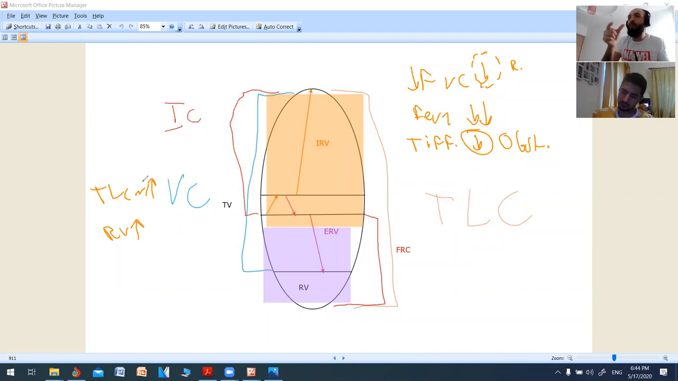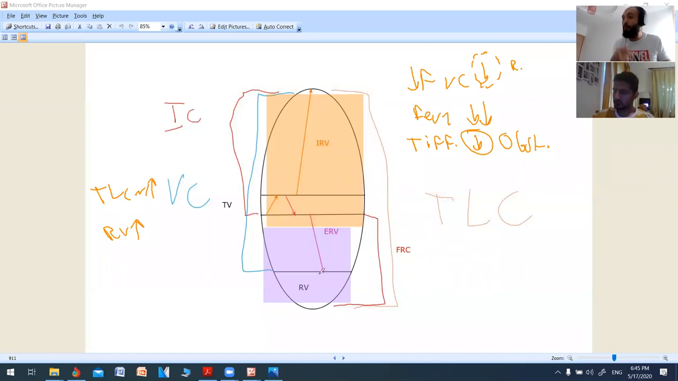So, someone with obstruction, the air can come in, but sometimes the air cannot go out. When this happens, the vital capacity will decrease, not because the lung is small, but because the residual volume is higher. So in the exam, they may ask you, which of the pathology increase residual volume? What do you search for? Obstruction or restriction?